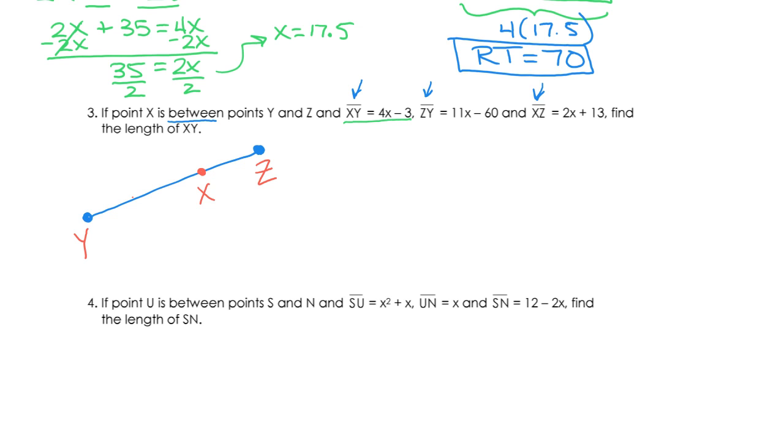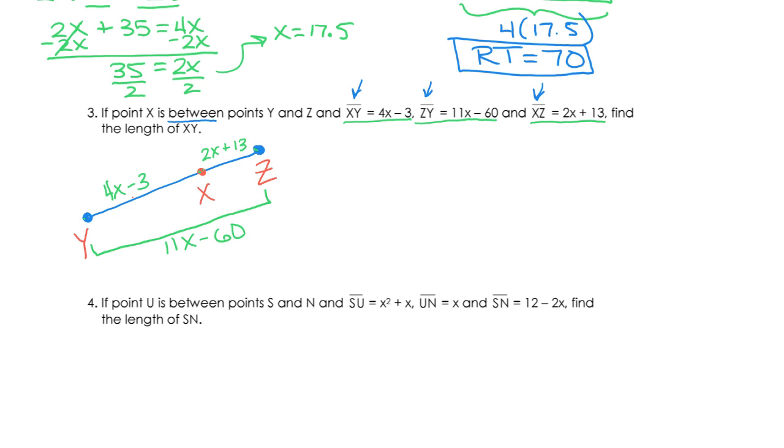They said from X to Y, that's 4X minus 3. And ZY, from Z to Y, from the beginning to the end. So I'm going to use a bracket to represent the whole. That's 11X minus 60. And then X to Z is 2X plus 13. And they want you to find the length of XY. Really, they want you to find the value of X and then plug it in to find the length of XY. And so this is that same equation.